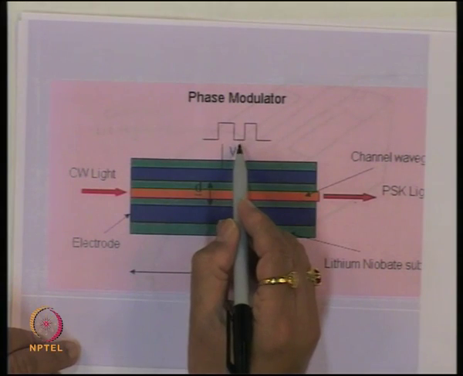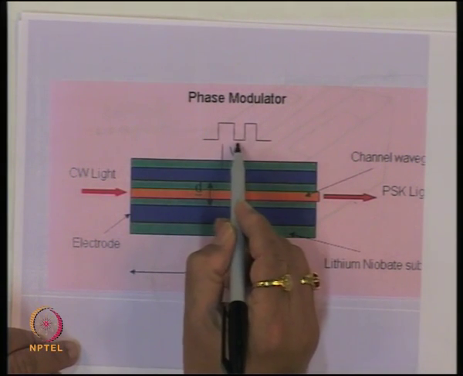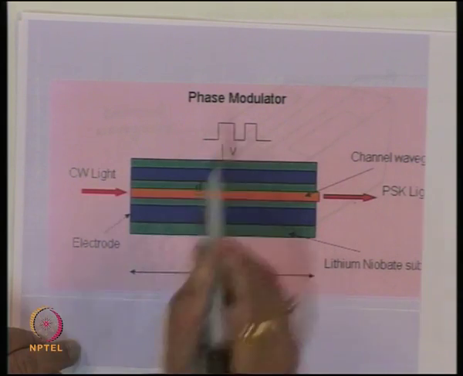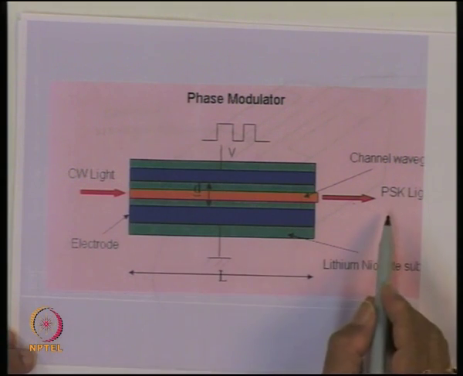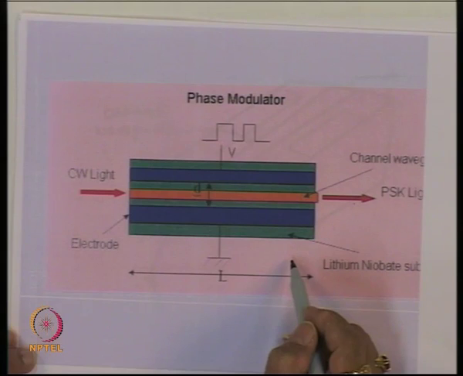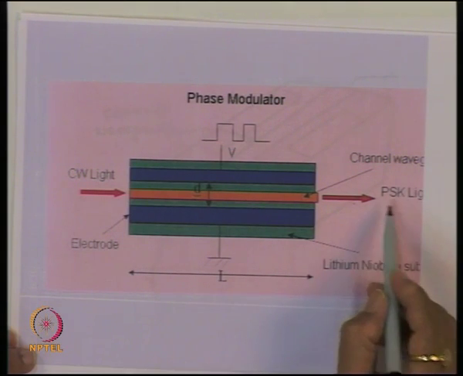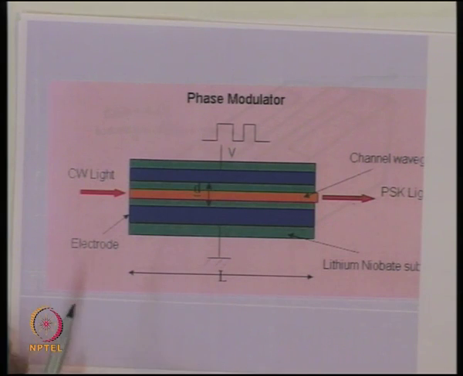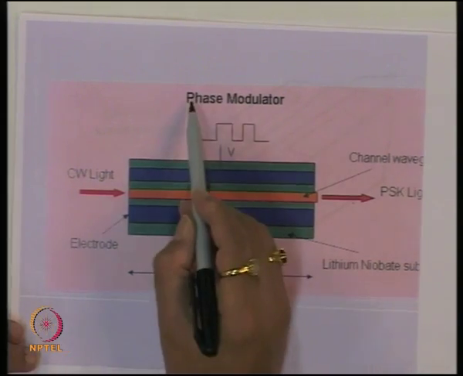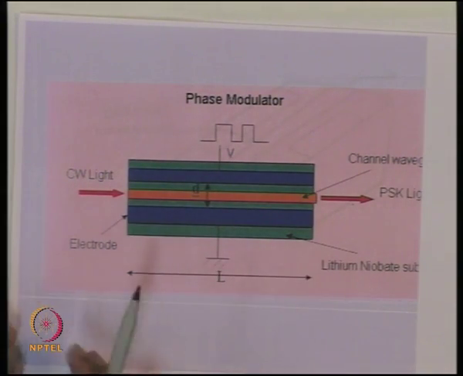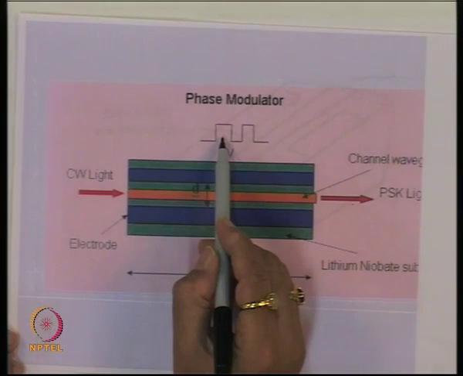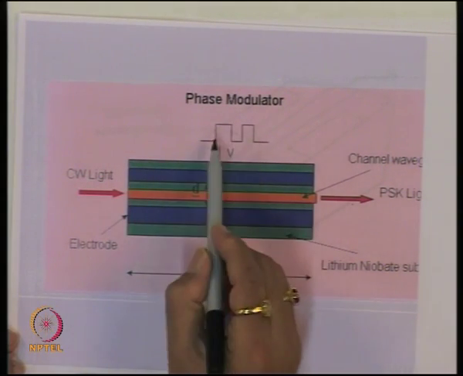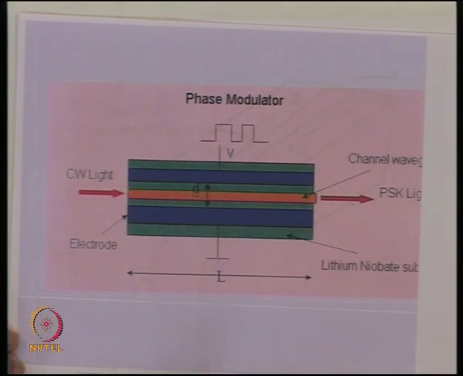And if this voltage is 0, then we say this will correspond to no electric field, whereas this will correspond to when the electric field is present. And consequently you will get the change in the light phase in the output. So we will get what is called the phase shift keyed signal at the output of this device. That is the principle of the phase modulator. So what we are doing, essentially, is changing the phase of the light which is coming out from this device in accordance with the amplitude or voltage applied to the electrodes of this device.